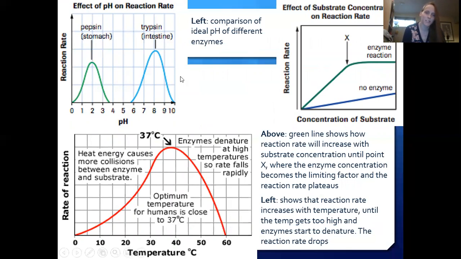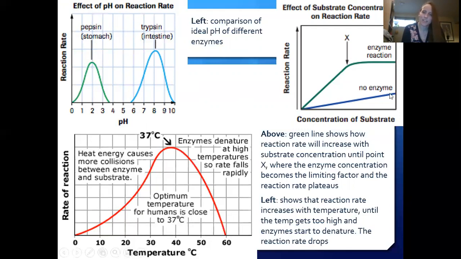So these are 3 graphs that summarize this. This first one is just showing you the effect of pH. Some enzymes like pepsin will work the fastest at a pH of 2. And as you get outside of that range, it's going to slow down until, in the case of pepsin, if you get up to a pH of like 4, it can't even work anymore. It's denatured too much. And then there's other enzymes, like in this case, trypsin, which works best at a pH of just about 8. And if you get too far outside of that, the reaction rate drops off.